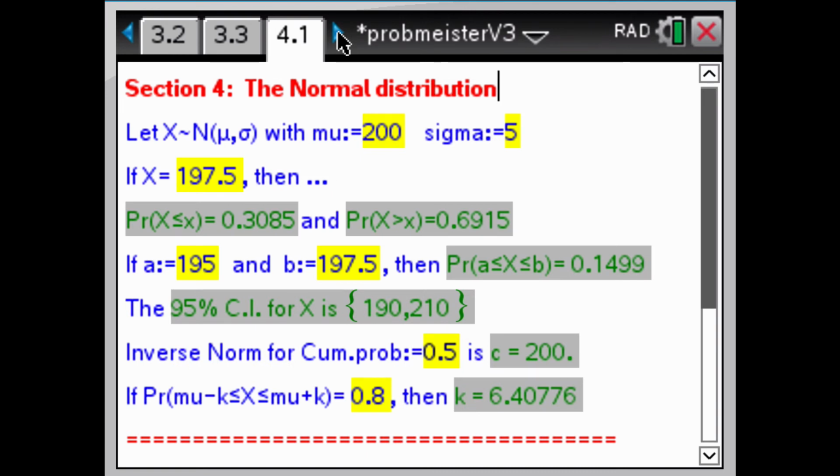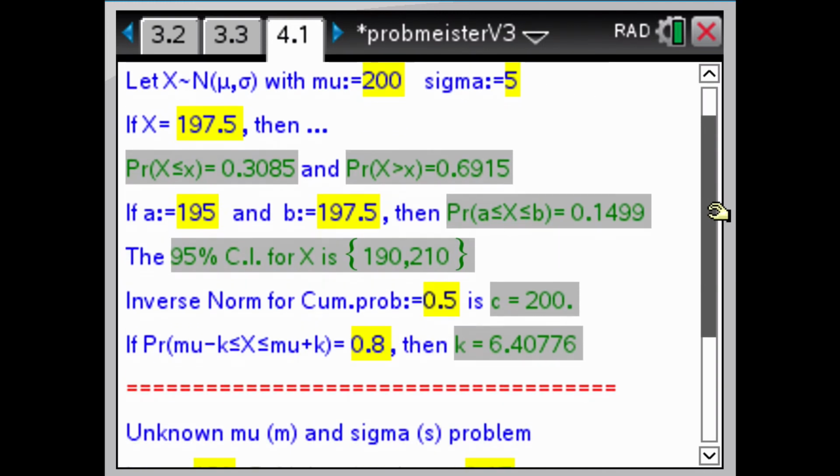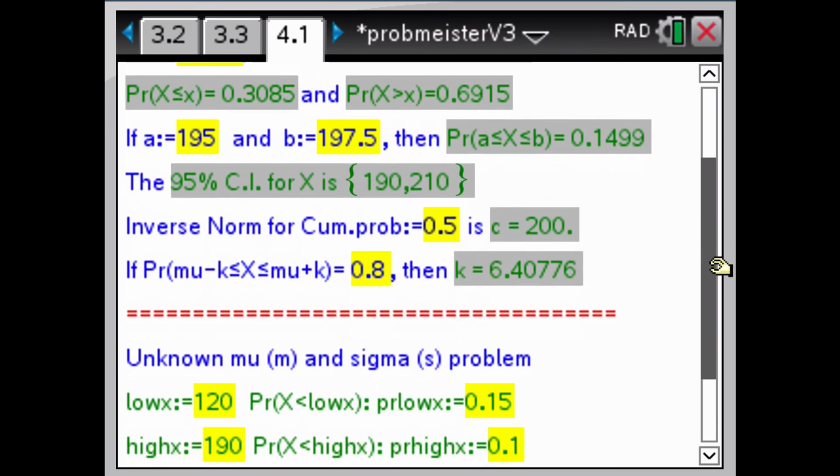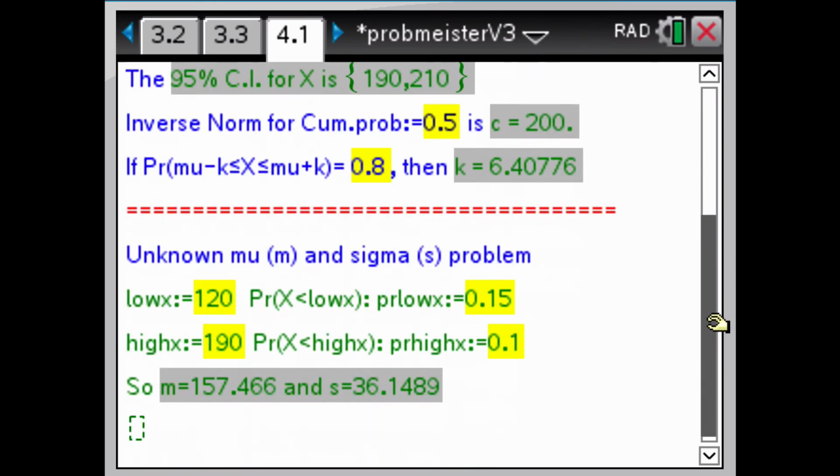Then we move on to normal, and unsurprisingly the standard parameters and confidence intervals, etc., and then also inverse normal. And down the bottom, less obvious on the first part of the screen, is that you can solve that difficult unknown mean and sigma problem.